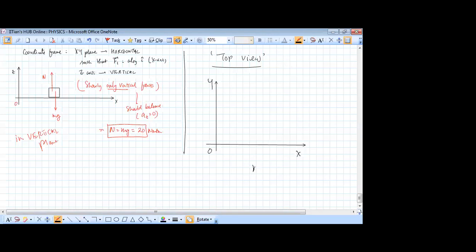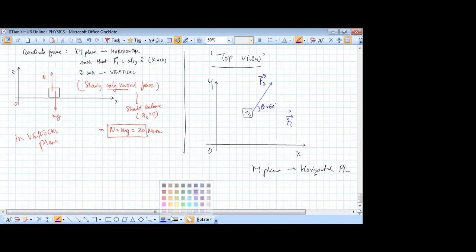So XY plane is the horizontal plane. Okay. So you're seeing the object like a box from the top. Now the forces that are acting on it, how are they? There are forces F1 like this along the x-axis, and the second force F2 like this, but at 60 degrees. So F1 and F2, okay, and this angle is 60 degrees.